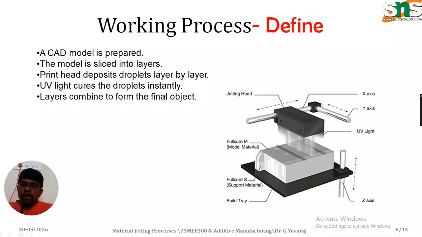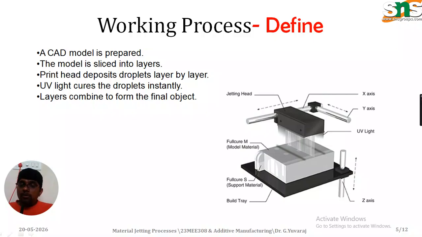Following that, the model is sliced into layers. That is the second step, which is universally followed, because 3D printing can manufacture only layer by layer. Hence, the 3D model is sliced into layers. That is the primary thing. Following that, the print head deposits droplets layer by layer.